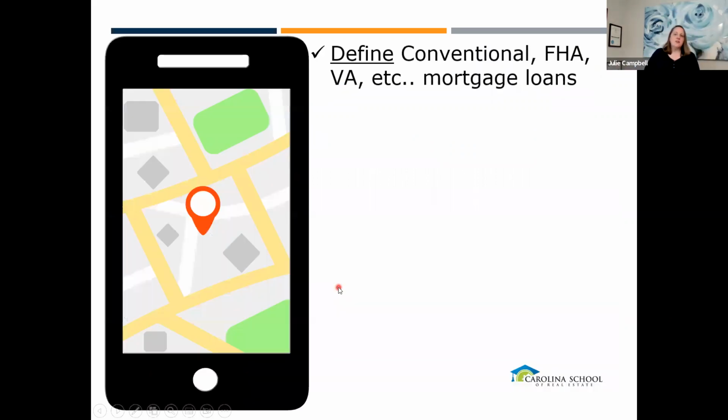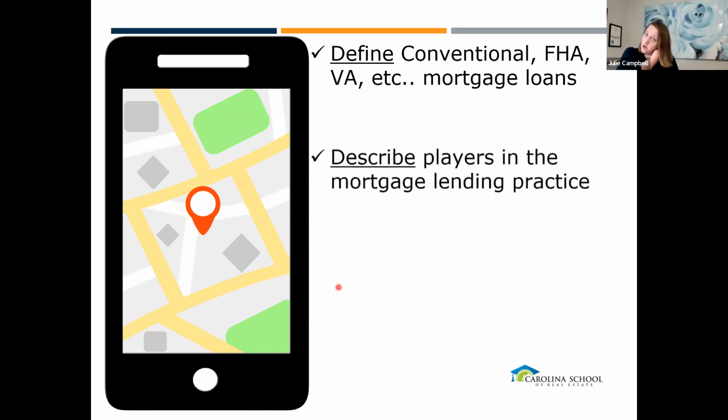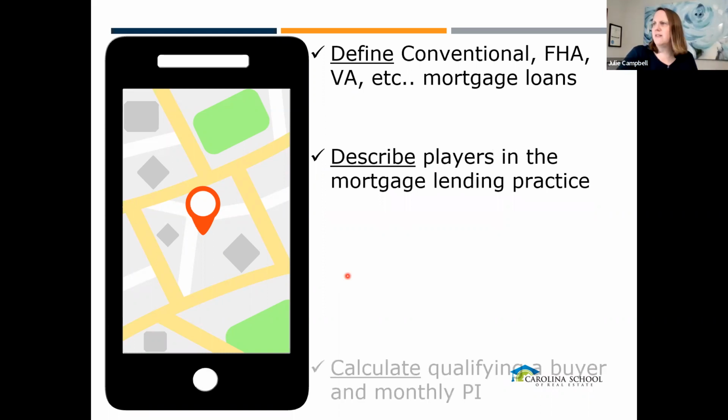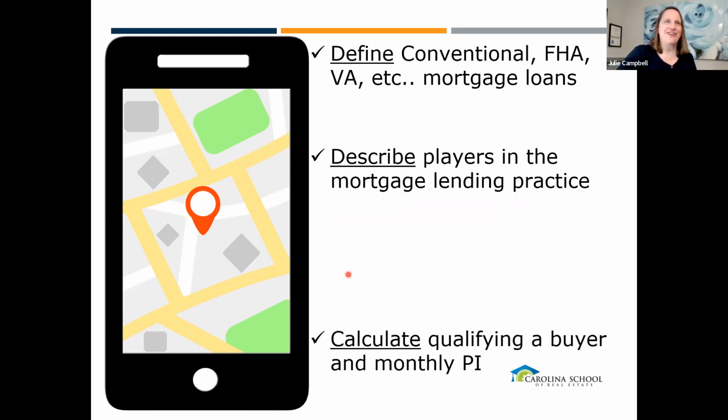So we're going to define some different mortgage loans. We're going to talk about a conventional loan, FHA loan, VA loan. We're going to talk about a USDA loan. There's several different types of mortgage loans out there. We're going to describe the players in the mortgage lending practices, who the players are. I think my PowerPoint got off.